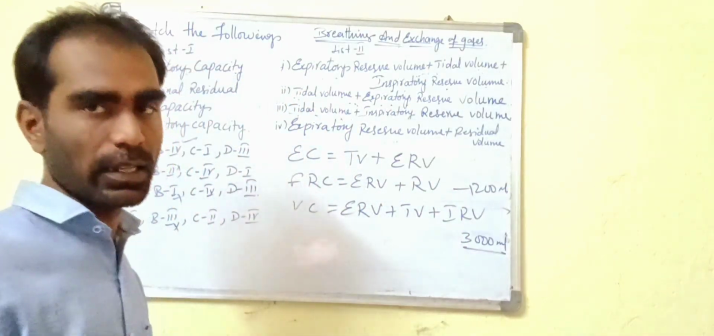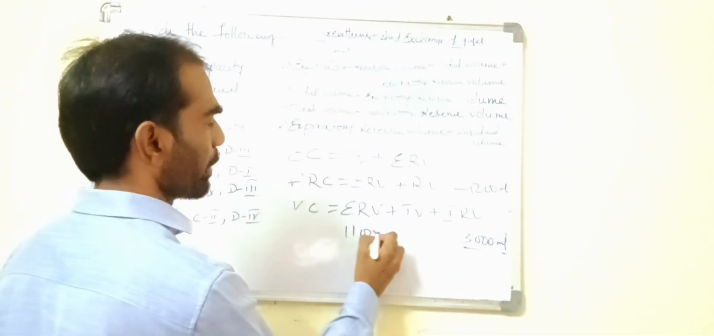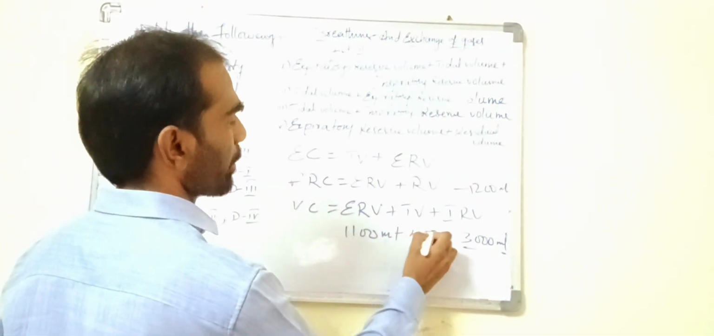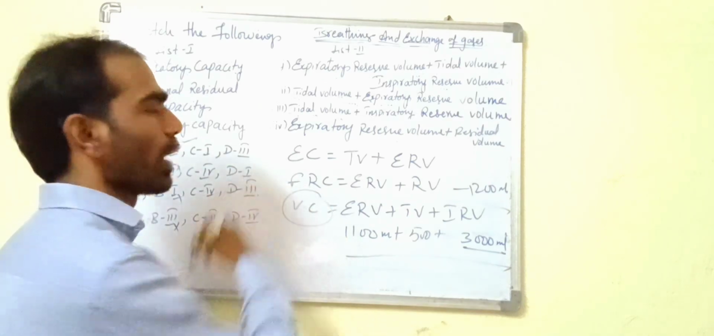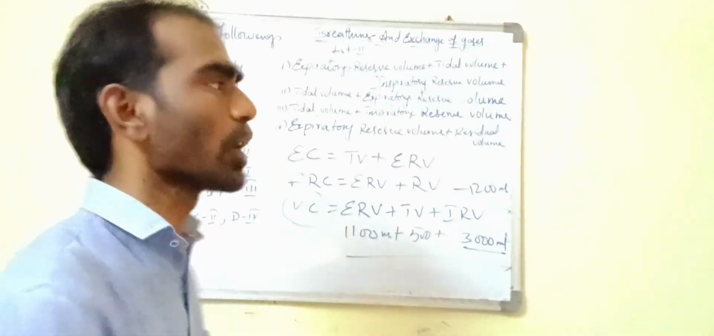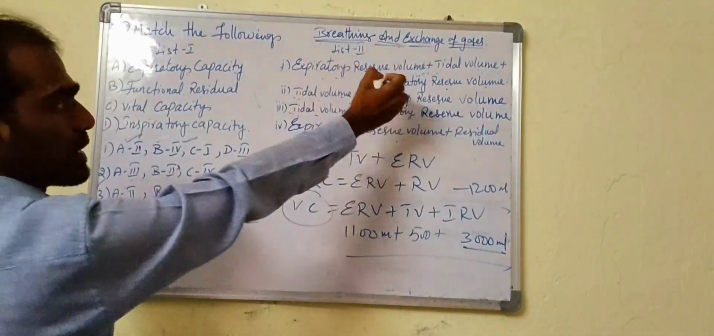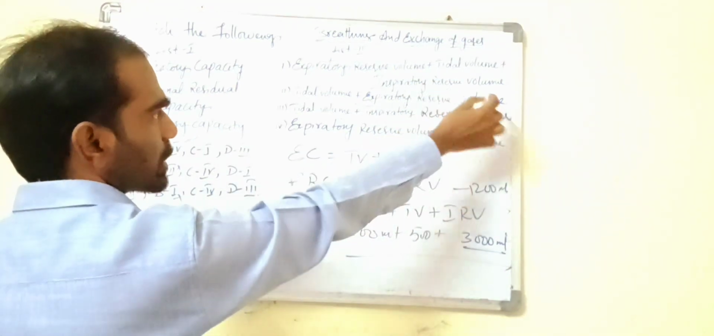2500 to 3000 ml, isn't it? It is 1100 ml. And this is 500 ml. Now the total will be the vital capacity. Now find out the option where, yeah, the first one is indicating expiratory reserve volume plus tidal volume plus inspiratory reserve volume.